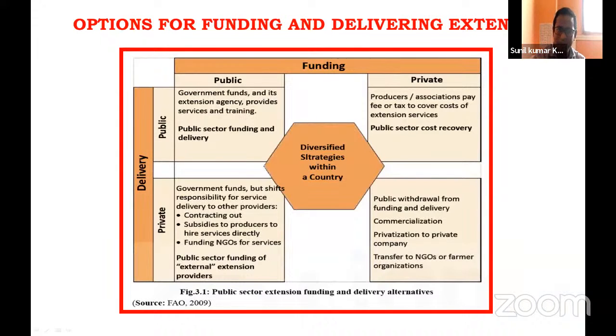And in the delivery part itself, public extension can put private players in a contract-based mode, or maybe provide subsidies to the producers to hire services directly, or provide some funding to NGOs for particular services. There are a number of NGOs who are working for the public sector itself. So that's why we can say the public sector is funding externally to the private agency itself.